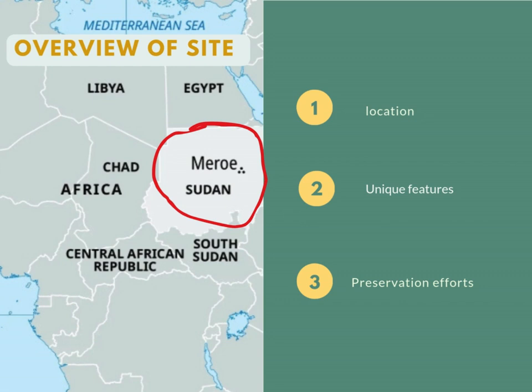The overview of this site. So this site, the Island of Meroe, is a semi-desert landscape located in Sudan, along the east bank of the Nile River. The unique features of this site are that it consists of a town and a cemetery within the city. There are 2 associated religious centers. There are pyramids that house the kings and queens who ruled Meroe. There are palaces and temples.